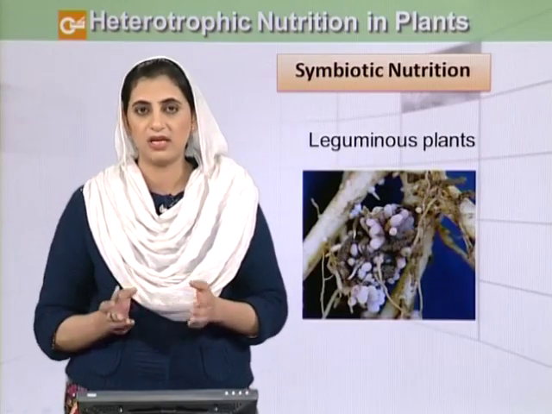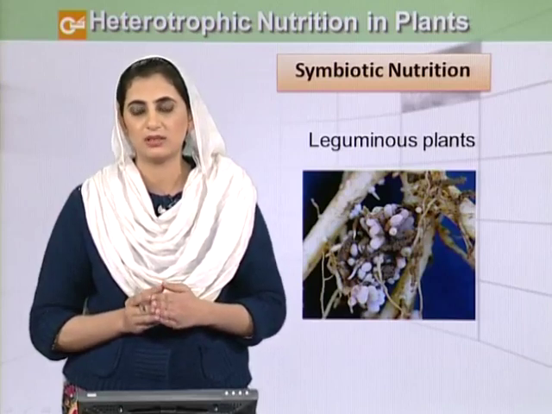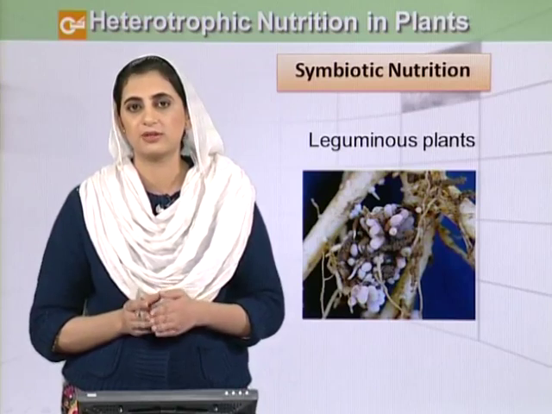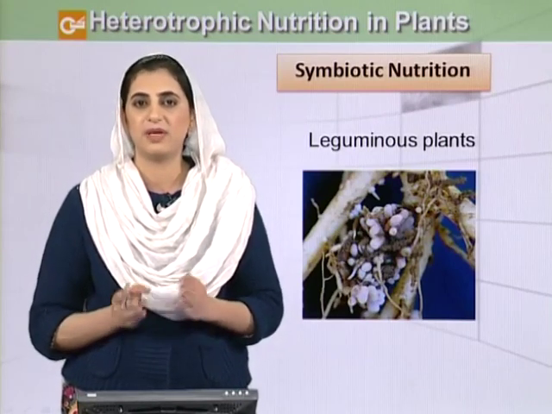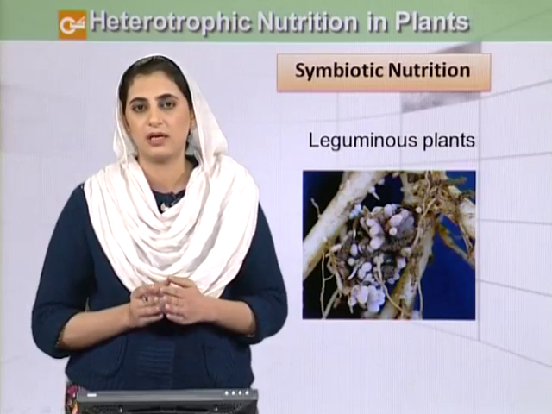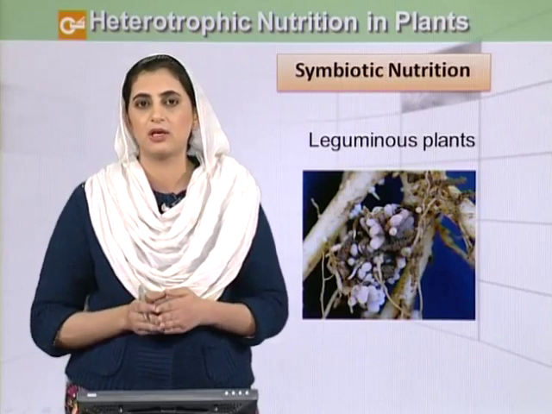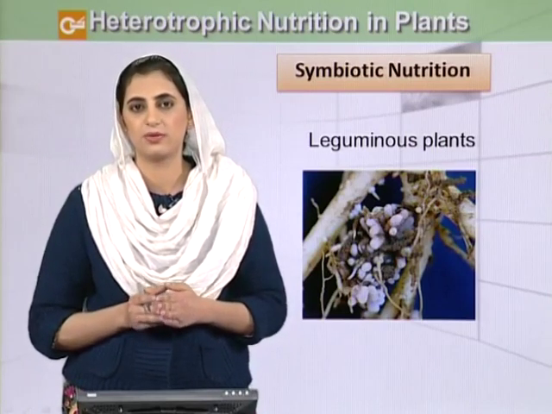And then we have another type of symbiotic nutrition which is shown by the leguminous plants. They have nodules, as you can see here. The nodules contain bacteria which fix atmospheric nitrogen and make it available to the plant. They convert the atmospheric nitrogen to nitrates, which are then absorbed by the plants and used as a mineral nutrient.